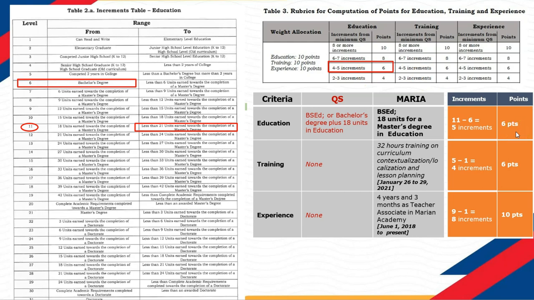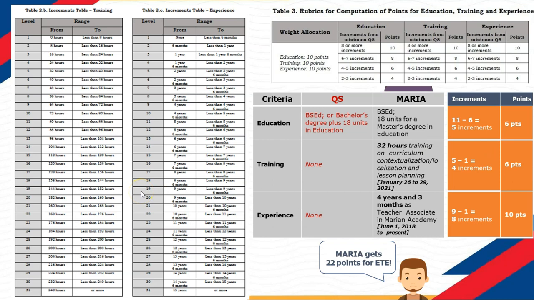Let's take a look now at training. There's another increments table for training, and the same for experience. Since the qualification standards require no training, that would be level 1. Maria has attended 32 hours, so we'll look at the increments table, that would go to level 5, less than 40 hours. 5 minus 1, which is equal to 4. So 4 increments in training is 6 points.